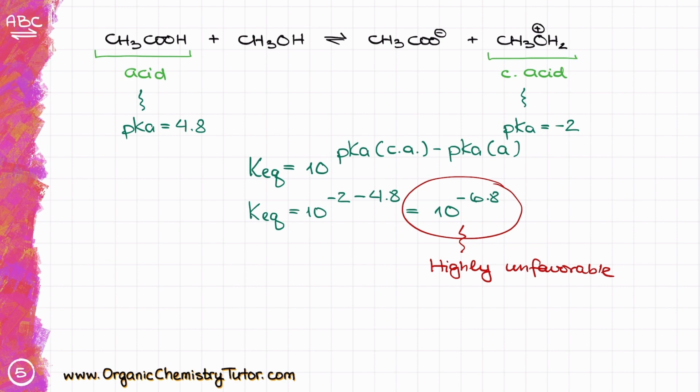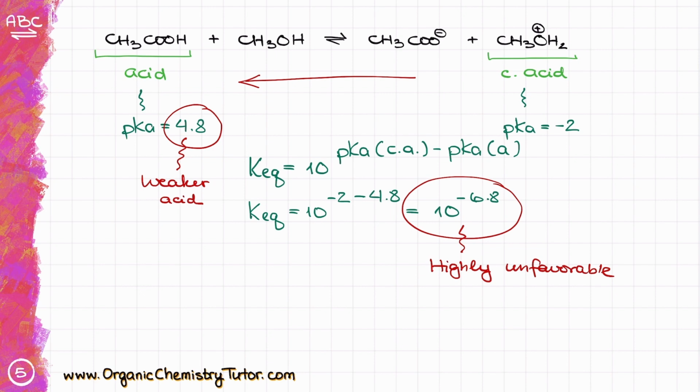Now, since my equilibrium constant is a large negative power, I'm going to say that this is highly unfavorable, which means our reaction favors the starting materials or my reagents rather than products. So I can show that also with the big arrow pointing towards my starting materials. And of course we already knew that that's going to be the outcome, because 4.8 is a much higher number than -2, which means that this is the weaker acid, and we know that the equilibrium always favors the formation of the weaker acid.